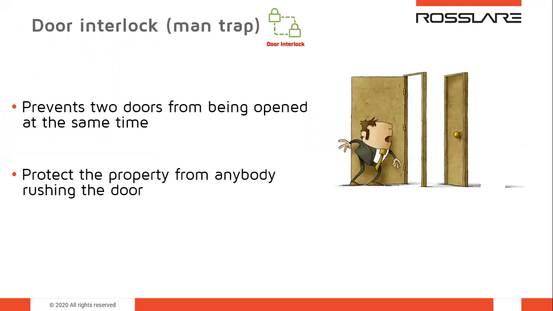Now we will go over some more features. And the first one is the door interlock, or man trap. The door interlock prevents 2 doors from being open at the same time. You step in, the outside door closes, then you can enter the next door. We are seeing that more and more with businesses that want to protect their property and want to be able to protect themselves from anybody rushing the door. We've done that frequently in a lot of dispensaries and pharmacies, and also jewelry stores. Any place with high value materials to protect.